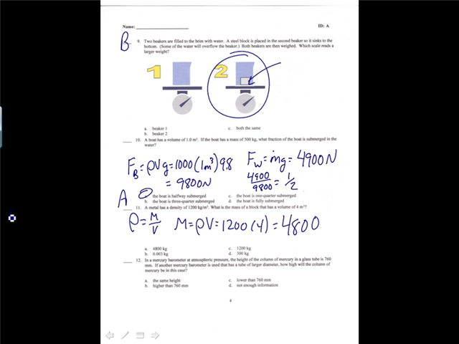Mercury barometer at atmospheric pressure. The height of the column in mercury is 760 millimeters. If another mercury barometer is used that has a tube of larger diameter, how will the column of mercury be in this case? Well, P is equal to rho gh in this case for a barometer. You see, it's not dependent upon the diameter, so it's going to have the same height.